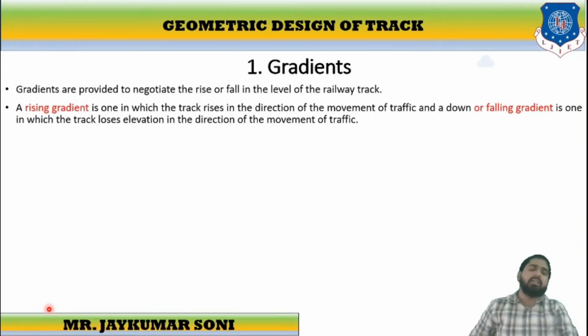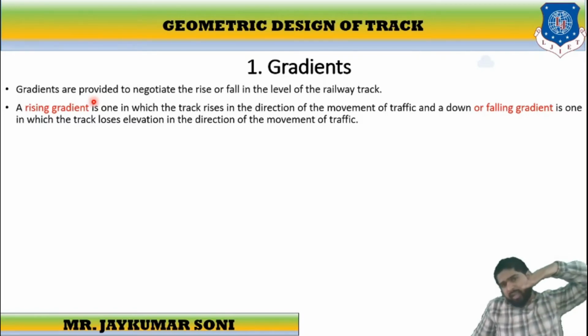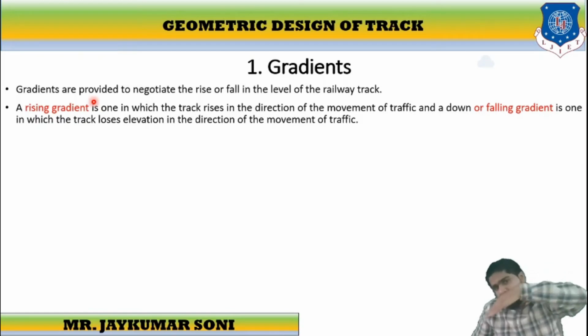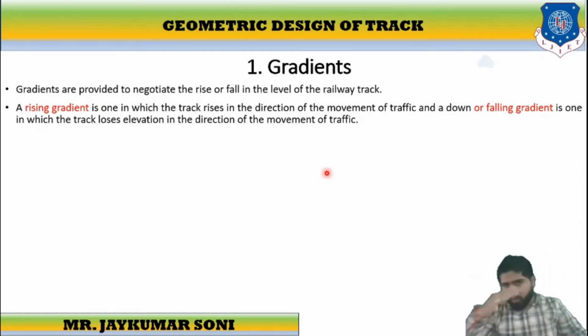Now let us discuss certain gradients. Now you all know the gradients are provided to negotiate the rise or fall in the railway track, same as highway. First is the rising gradient. Rising gradient means where the track rises in the direction of movement of traffic. And falling gradient means where the track loses its elevation, or the track is moving in the direction of lower level. The rising gradient and falling gradient.